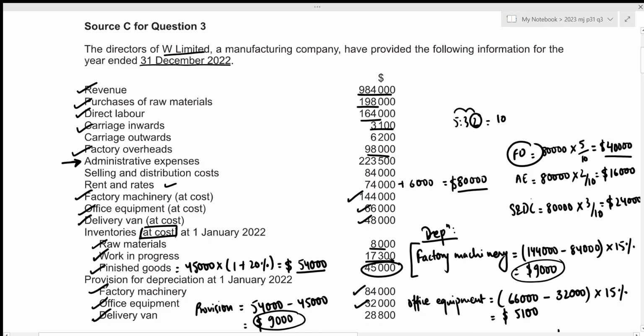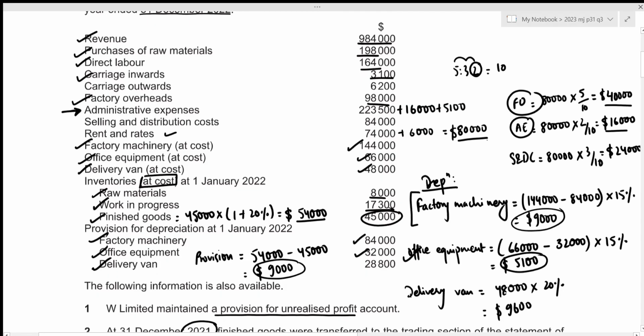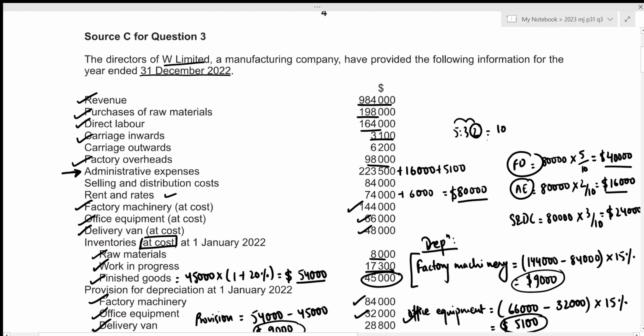Then we are also told that we need to include 16,000 as part of rent and rates in our administrative expenses. So we need to add the 16,000. Okay, and then we have also figured out the depreciation on office equipment to be 5,100. And office equipment, any expenses relating to it should be contributed towards our administrative expenses. So we're just adding this depreciation into the administrative expenses as well. Okay, and that's all that we need to include in administrative expenses. So let's figure out the total. That is just 223,500 plus 16,000 plus 5,100, which results in 244,600.